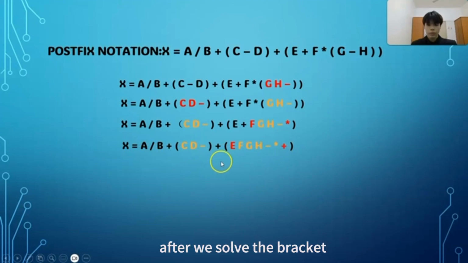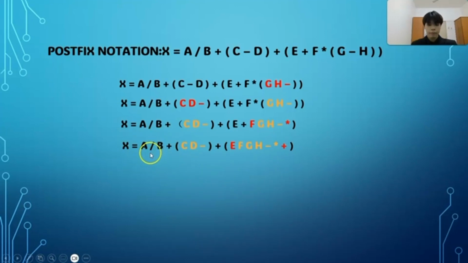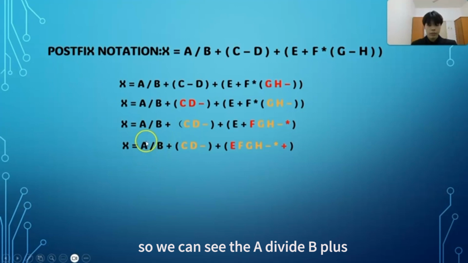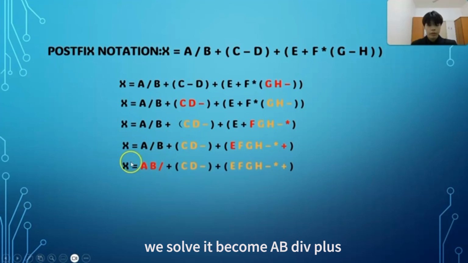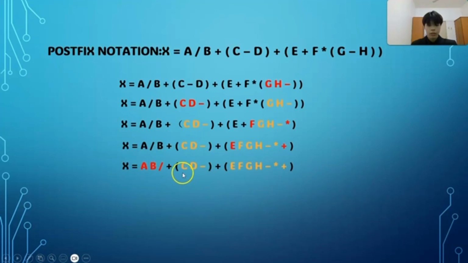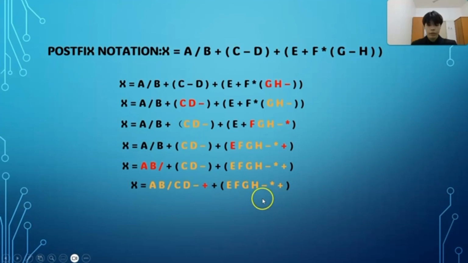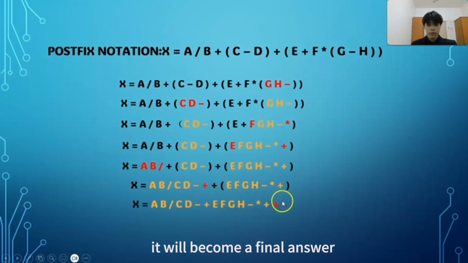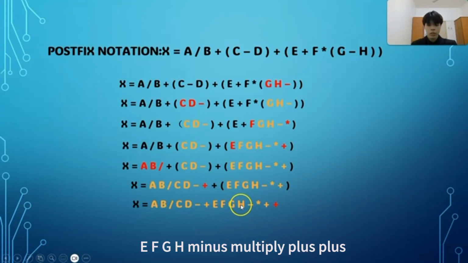After we solve the brackets, we can solve the other values. So we can see the A divide B plus; we solve it and it becomes AB divide plus. The last step is to move the plus to the back. The final answer will be AB divide CD minus plus EFGH minus multiply plus plus.